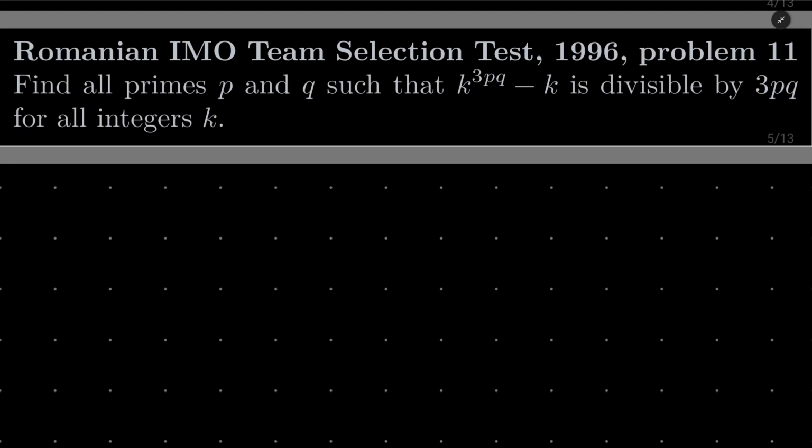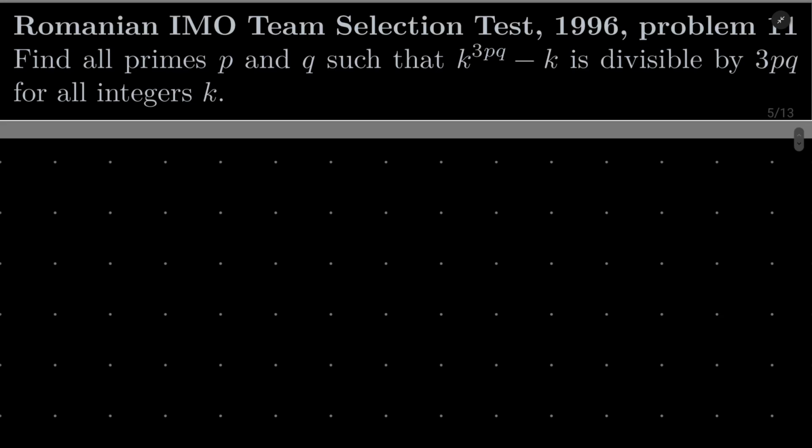Hello friends, in this video I'd like to solve the following problem from the Romanian International Mathematical Olympiad Team Selection Test 1996, problem 11. We wish to find all primes p and q such that k to the power 3pq minus k is divisible by 3pq for all integers k. It's a nice problem from number theory, a bit complicated.